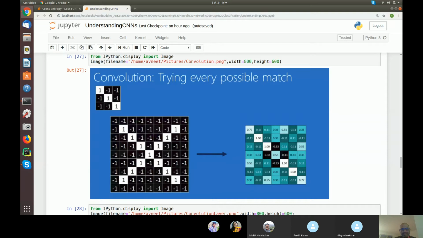So that's the whole process of taking the filter and moving it across the image and doing the math to see, is this a good match for this part of the image? And then putting that number down. This process is called convolution.